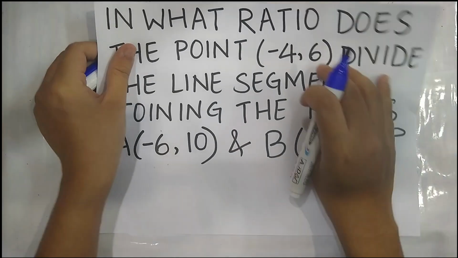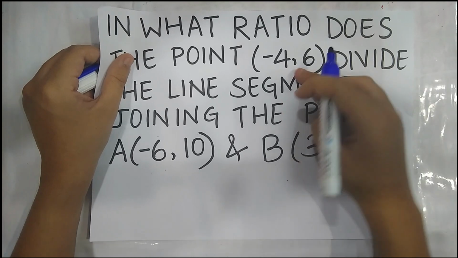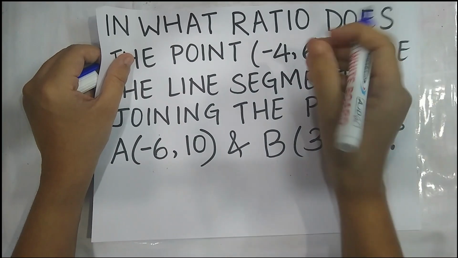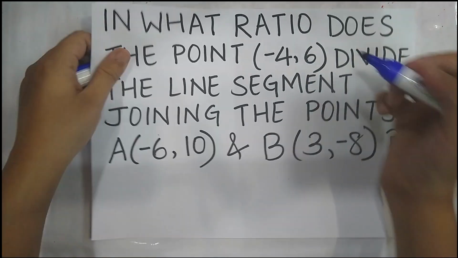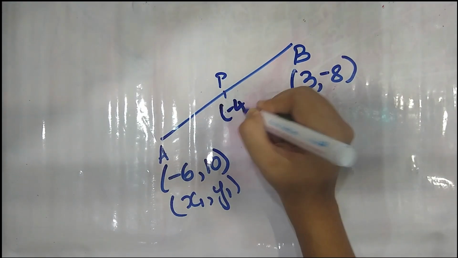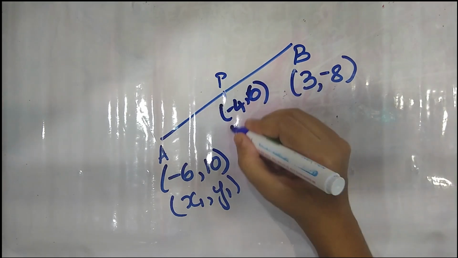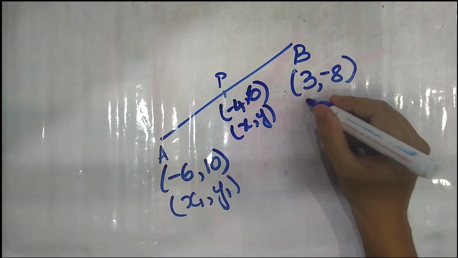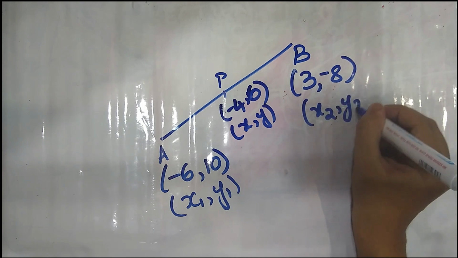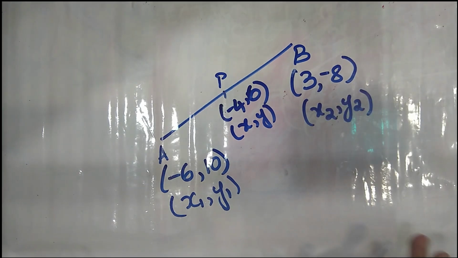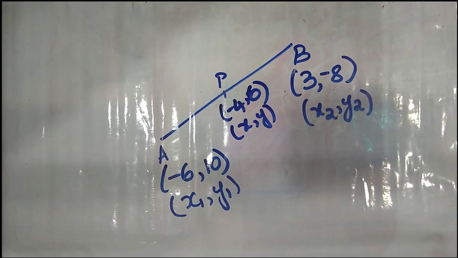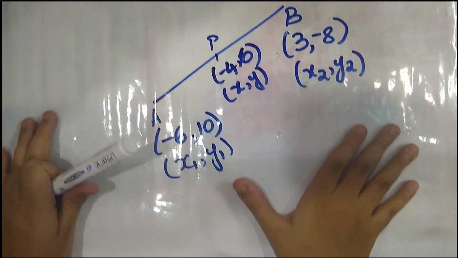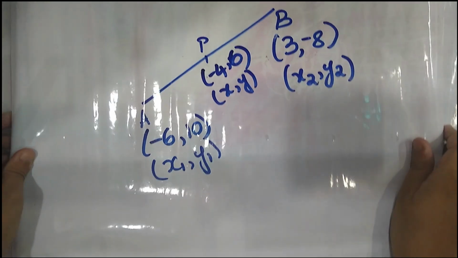And we also have the coordinate for P. P is the point that is dividing the line segment. So the coordinate for P is minus 4 comma 6. So this is minus 4 comma 6, which is nothing but x comma y. This is x2 comma y2. If you remember the derivation that we did, then you will also remember the coordinates. If you just go with the same coordinates, it will be easier for you because the formula is based on the same coordinates.